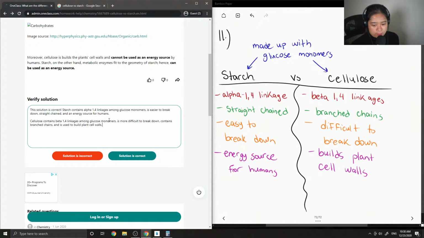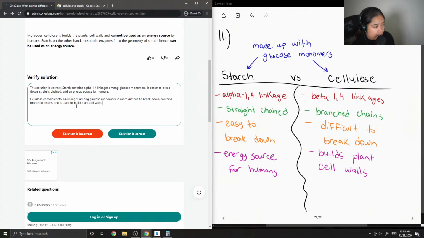Okay, so I just summed up what I said already. Starch contains alpha 1,4 linkages among the glucose monomers. It's easier to break down, straight chained, and an energy source for humans. Cellulose contains beta 1,4 linkages among glucose monomers, is more difficult to break down, contains branched chains, and is used to build plant cell walls.